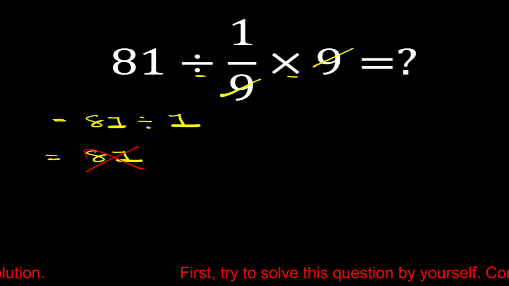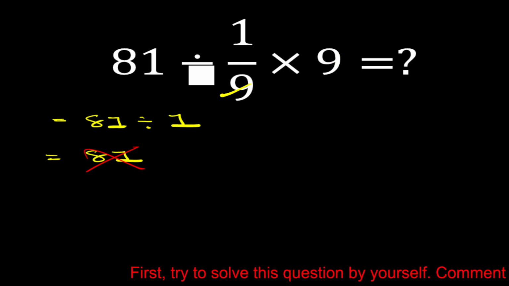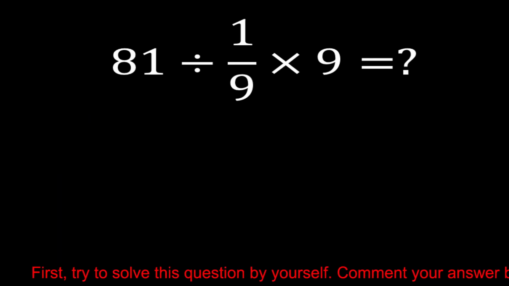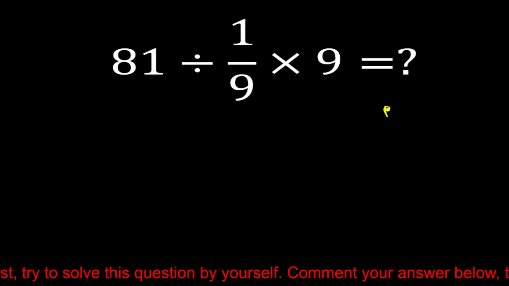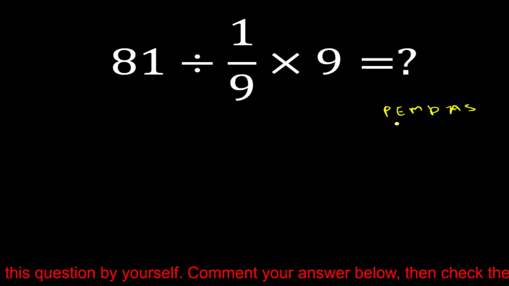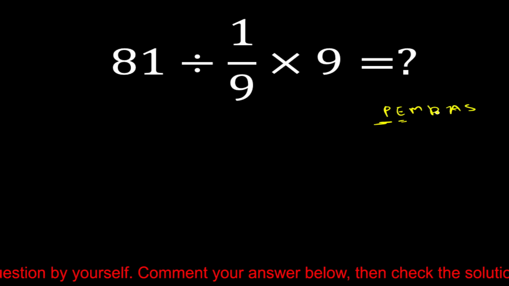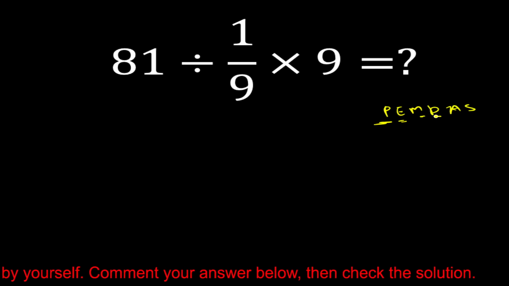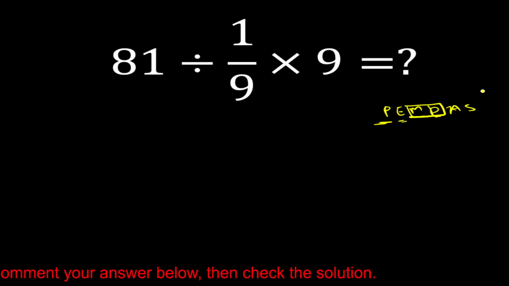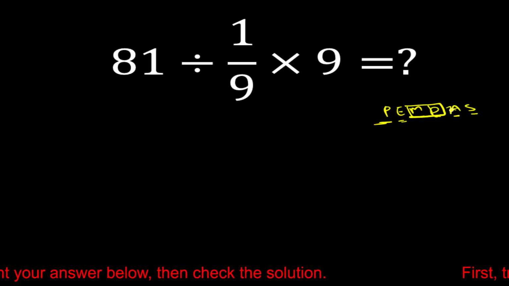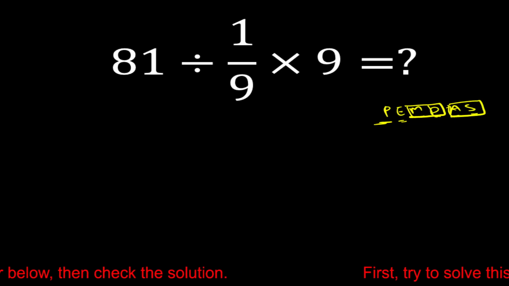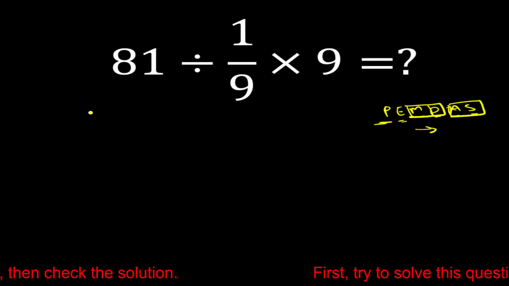So now let's solve this problem correctly by using the PEMDAS rule. PEMDAS: P means parenthesis, E means exponent, M means multiplication, D means division. Multiplication and division both have the same priority, okay? And A means addition and S means subtraction. Addition and subtraction also have the same priority. Therefore, we have to solve it from left to right, okay?